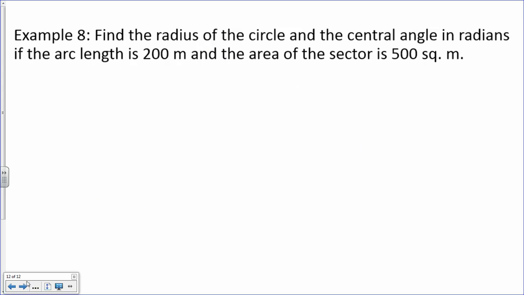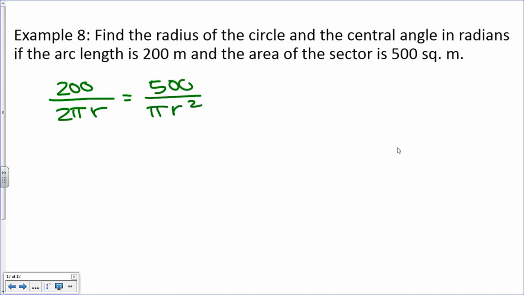This is our last example. And it's kind of similar, so take a second to write it down and give it a try first. Here we know the arc length and the area of the sector, so those are the formulas I'm going to set up first. I know it's 200 over 2 pi r equals 500 over pi r squared.